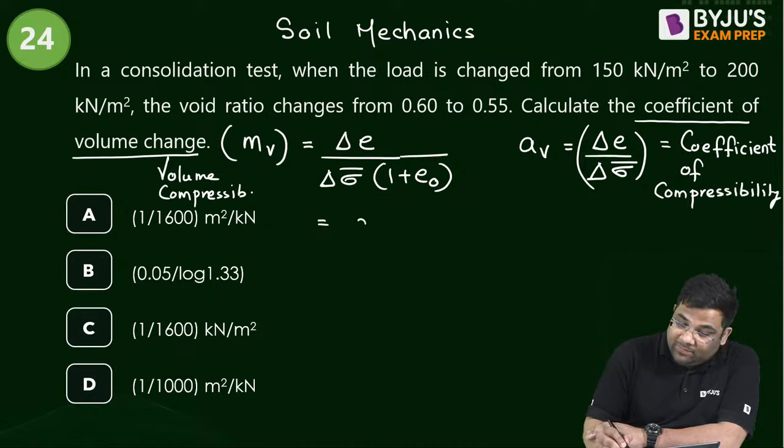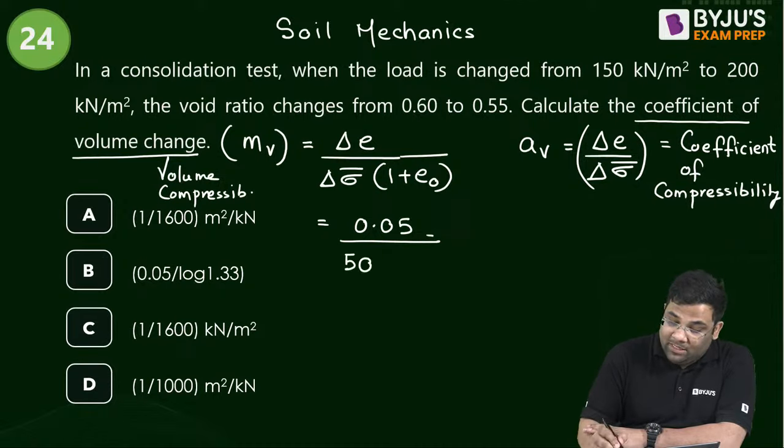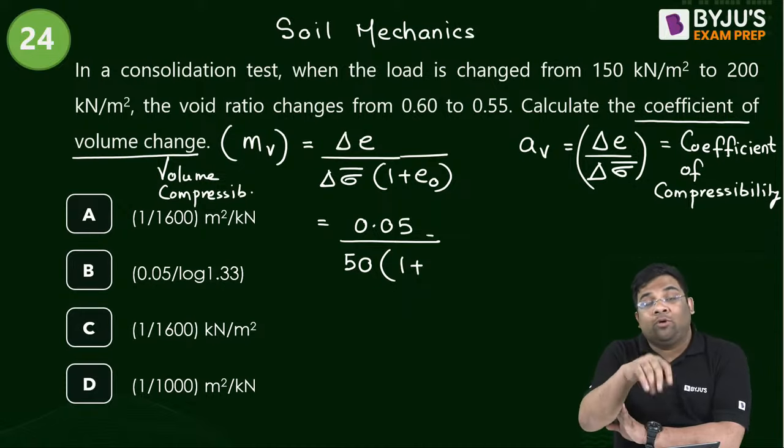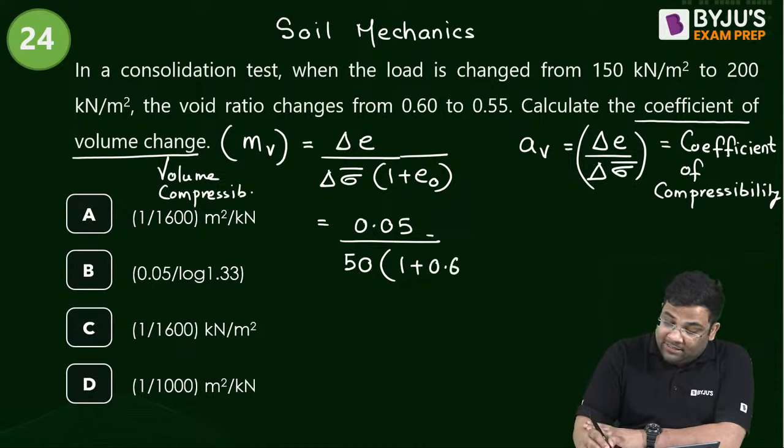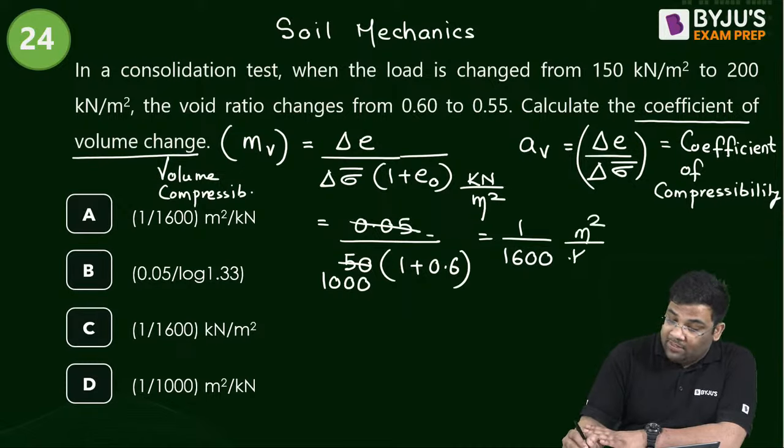So delta e is 0.6 minus 0.55, that is 0.05, and the change in stress is how much? It is 50. And then 1 plus initial e, which is given how much? 0.6, because the change is from 0.6 to 0.55. So 1.6, and this is 1 by 1600, and unit will be what? This delta sigma is kilonewton per meter square, right? So it will become meter square per kilonewton.